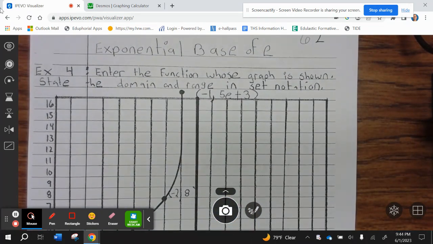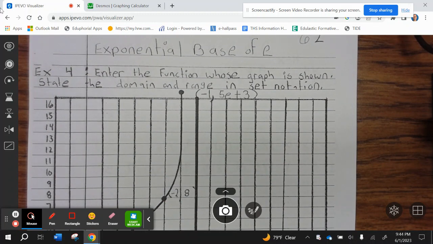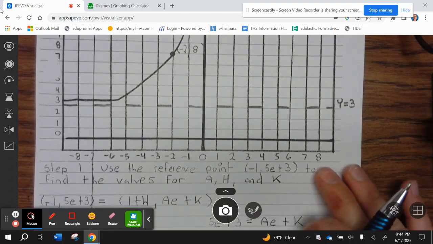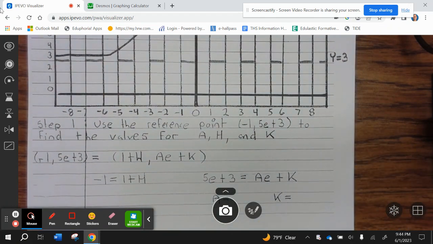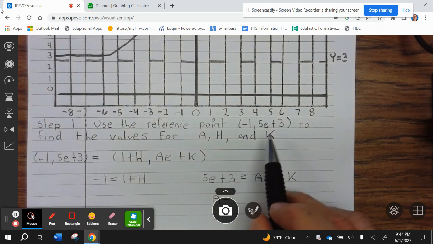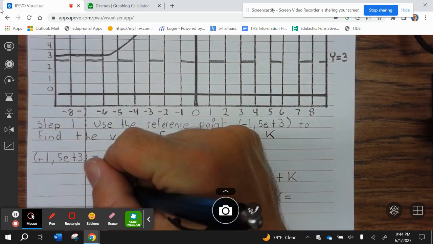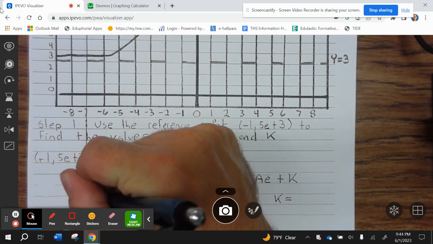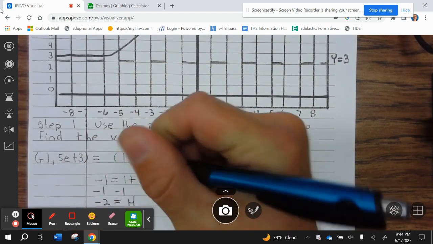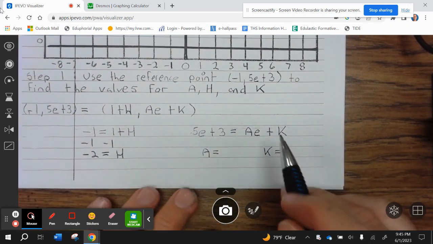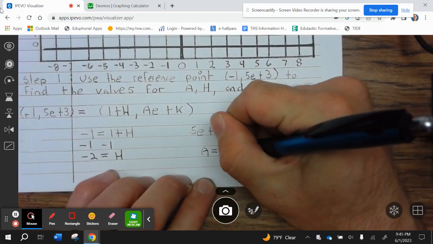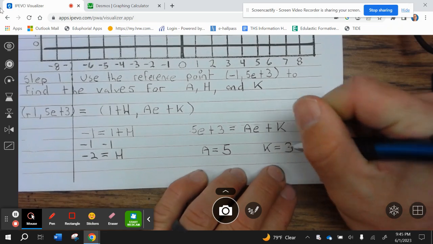All right. Example 4: enter the function whose graph is shown. State the domain and range in set notation. Okay, step 1: use the reference point negative 1, 5, e plus 3 to find the values for a, h, and k. So this is negative 1. Then 1 plus h equals negative 1. So we solve for h. We subtract 1 from both sides, so h equals negative 2. The a value is in front of e, so a is 5, and the k is 3.